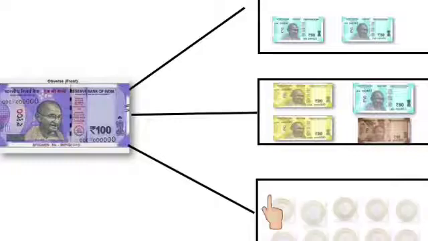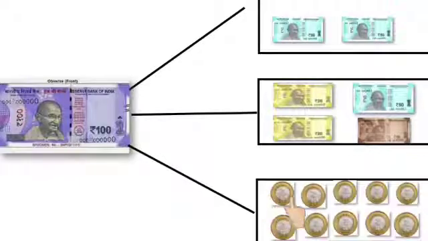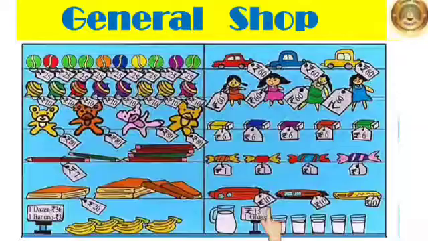And the third way we can get the change of 100 rupees. Here we have taken 10 rupees coins, that's equal to 100 rupees. Like this, children, you can make any combination of coins and notes of any value.